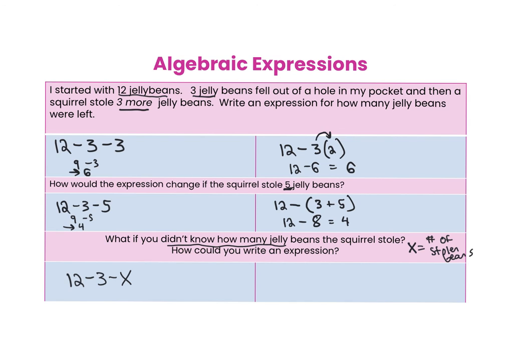And then in my next round, another expression, an equivalent expression, I had 12 jelly beans. And then altogether, I lost the 3 that fell out of my pocket plus an unknown amount. And because we have a variable here, I can't simplify this down to a single value. So these are already simplified, more or less. We're good. We can let that be. These are our expressions.